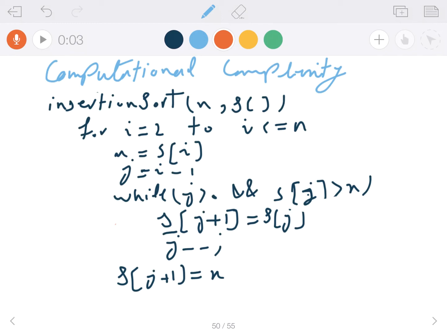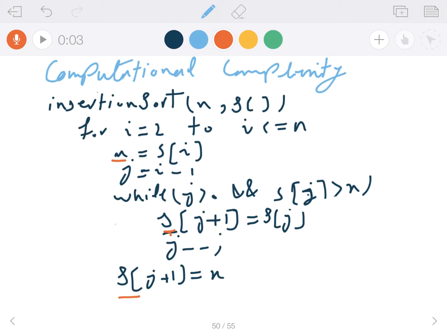Okay, now we are going to talk about average and worst case time complexity for the insertion sort when we are considering the number of assignments. So here we have this assignment here, okay, and we have another assignment here. And also we are considering this one assignment here that is related to array.